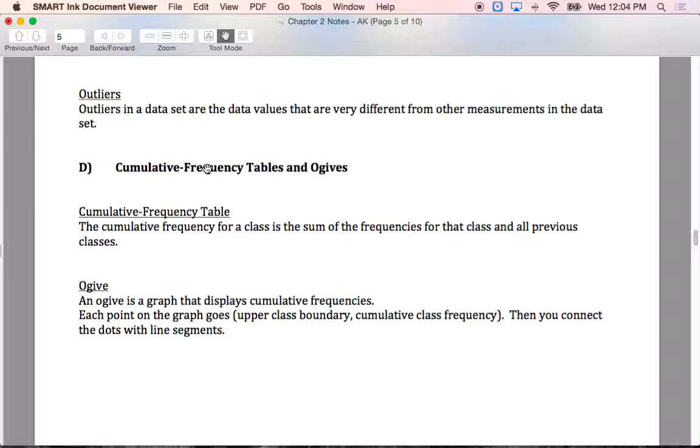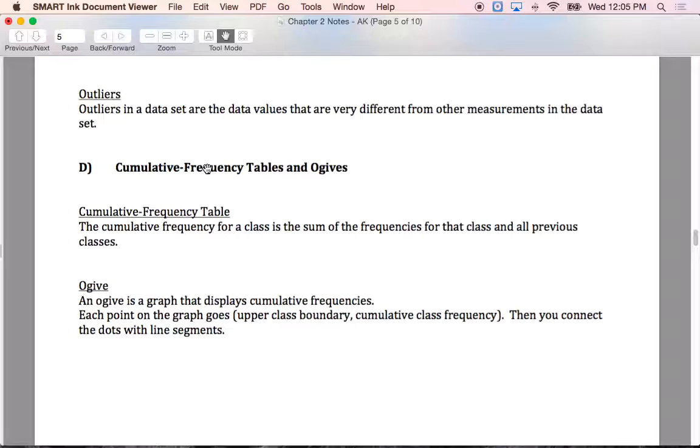Outliers in a data set are the data values that are very different from the other measurements in the set. They're usually the numbers that are way off from the other numbers. So they might be not even close to your group of numbers that you have. They could be really small or really big compared to the rest of the group.